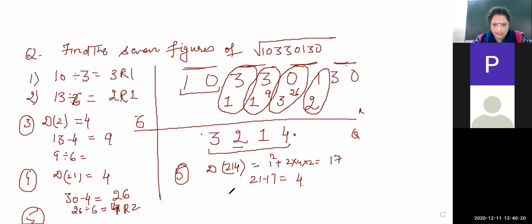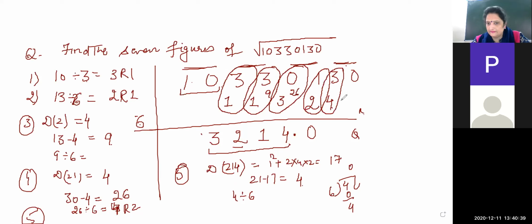Now what will we do? Now we have to divide this by 6. Look, when 4 is inside and 6 is outside, we will divide with 0. So 0 is the quotient and 4 is the remainder. Now the next category is 43. Now what will be the sixth step? Now you will find the duplex of 2140.